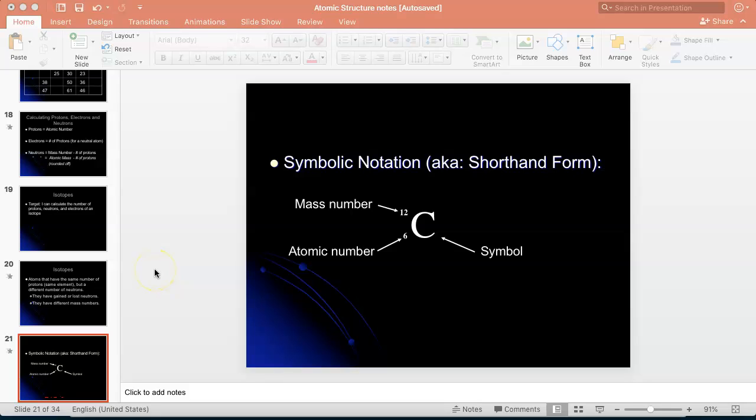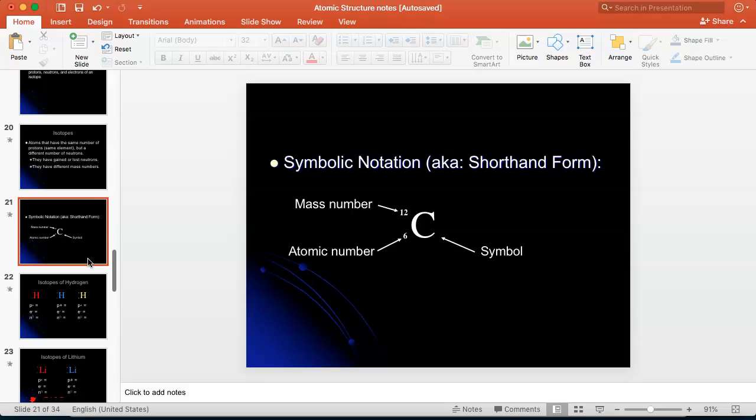I'm going to be showing you a couple of problems today that involve something called symbolic notation. What that means is that I'm just writing all of the information that the periodic table would tell us in a slightly cleaner fashion. The mass number is always going to be the larger of the two numbers, and it's going to be located in the upper left, the atomic number in the lower left, and then of course the symbol of the element that I'm using will make up the center of our symbolic notation.